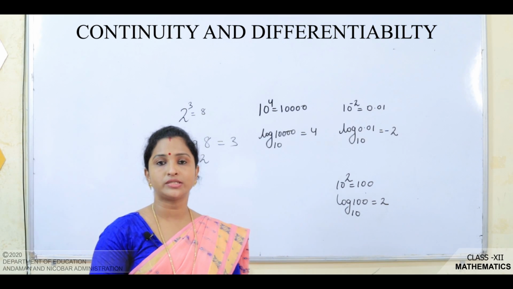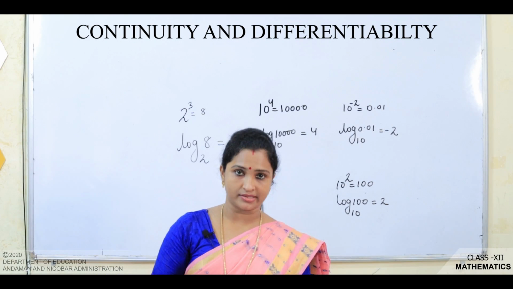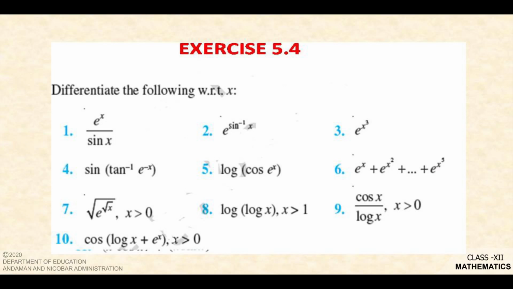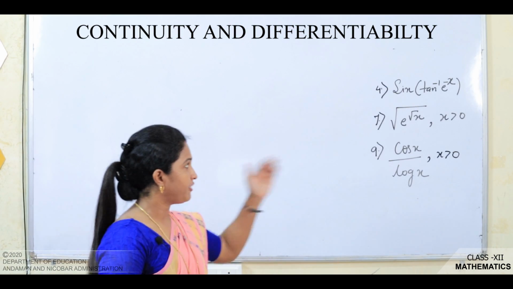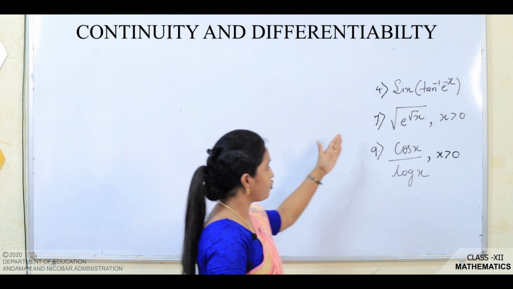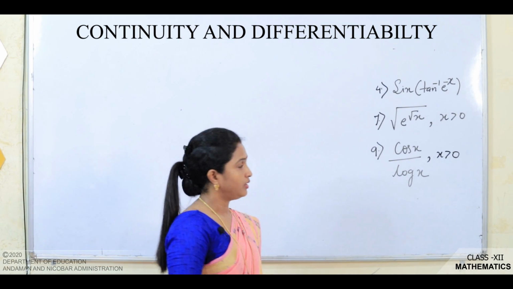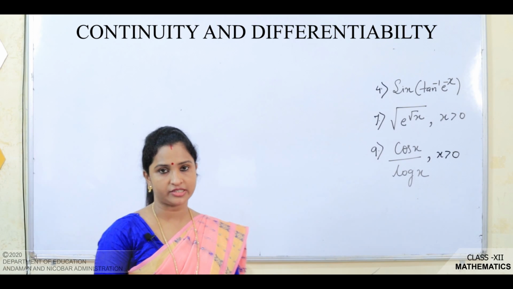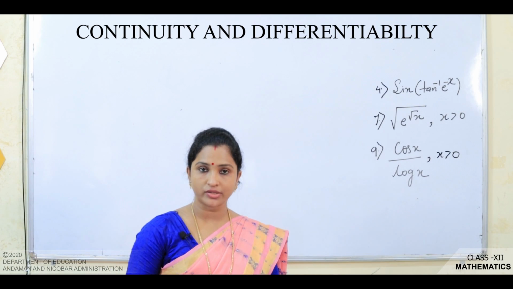Now today we are going to see exercise 5.4 of your NCERT textbook. You can see in my slide 10 questions are there, 1 to 10. Differentiate the following with respect to x. So I am going to do a few questions from this exercise, the rest you can do as homework, right? You can see exercise 5.4, questions 4, 7 and 9. I am going to do them now. The rest of the questions you can do by yourself.